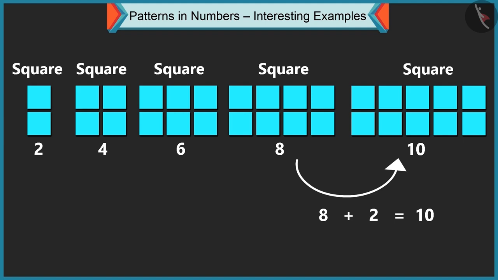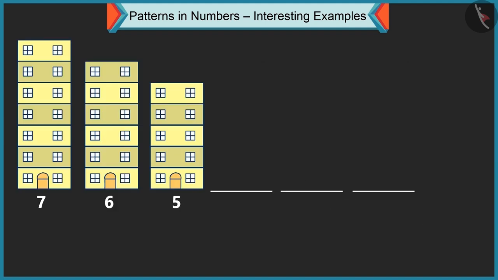Children, let us see another pattern. See, this pattern is made of buildings. Now tell me, how many floors are there in the first building? The first building has seven floors. And how many floors are there in the second building? The second building has six floors and the third building has five floors.